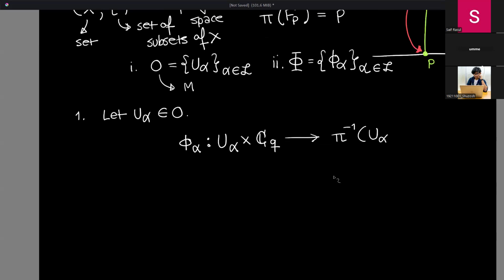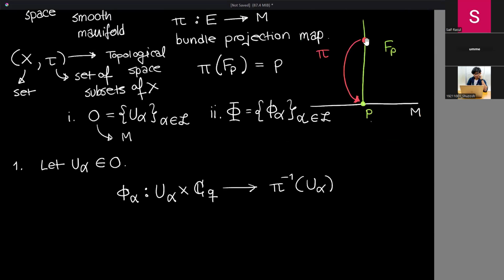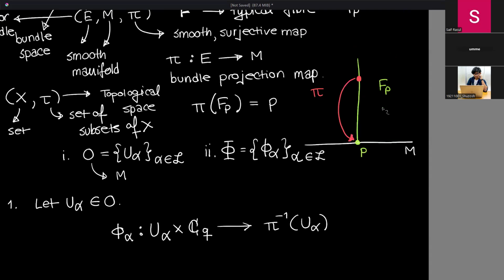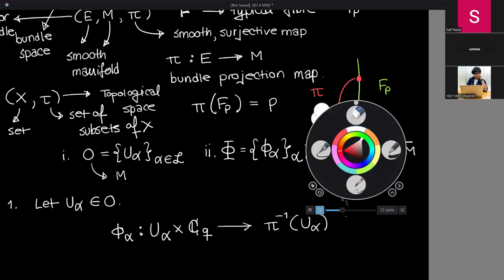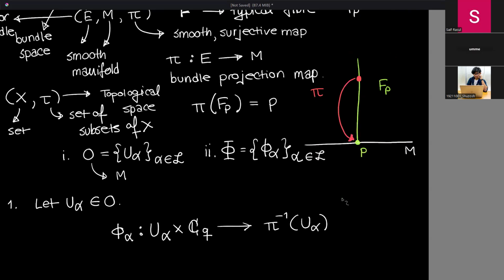So let's break that down. Pi inverse of U alpha. Pi projects any point in the fiber down to its base point. So pi inverse would take any point on the manifold and give you back its fiber, the whole fiber. Any point on the fiber maps to that point, so taking the inverse map would take the base point back to every point on the fiber.